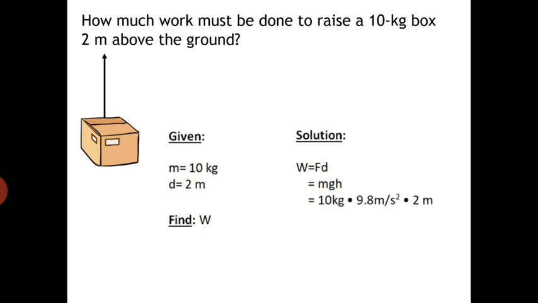Now let's substitute the values. We have the mass of 10 kilograms times the acceleration due to gravity, which is equal to 9.8 meters per second squared, times the height or the displacement of 2 meters. Now let us combine them. It's equivalent to 196 kilograms meter squared per second squared. And remember that kilogram meter squared per second squared is just equal to joules. So the final answer is 196 joules of work.